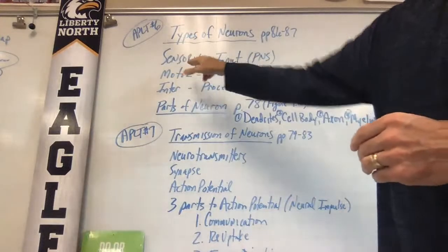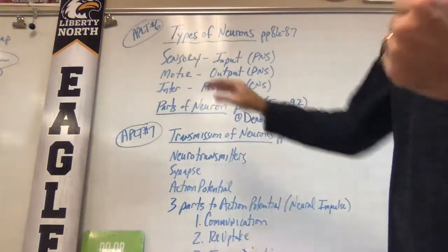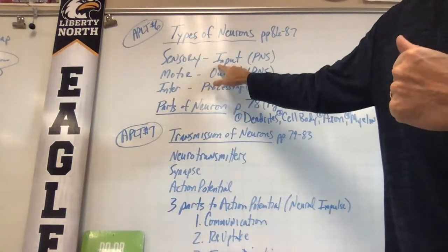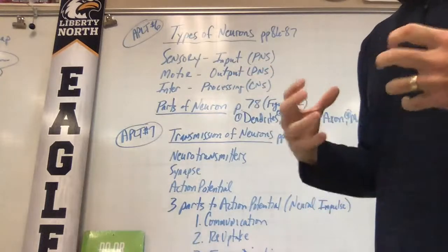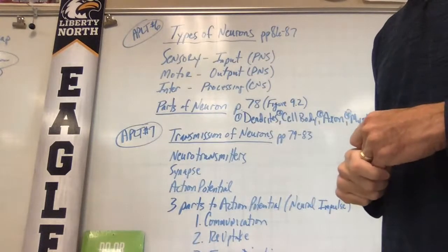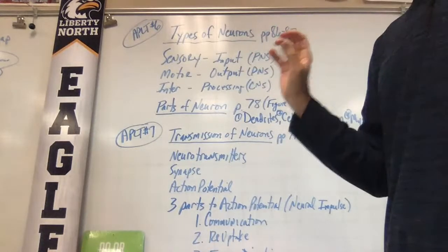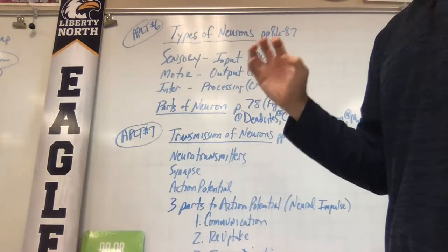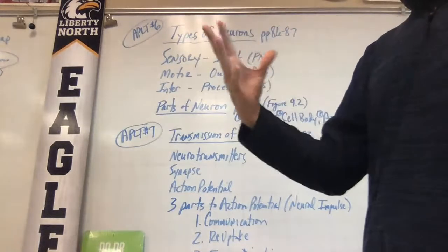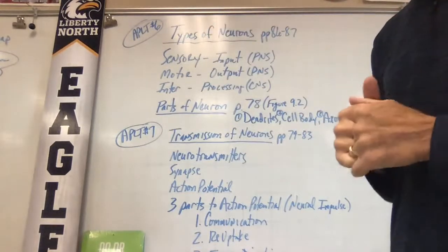Okay, so we have sensory neurons, which obviously are the input process of the peripheral nervous system. So they are found in the peripheral nervous system, and they are in charge of bringing information in. Our senses pretty much collect energy from our environment, and then via the peripheral nervous system, they bring that input into the central nervous system.